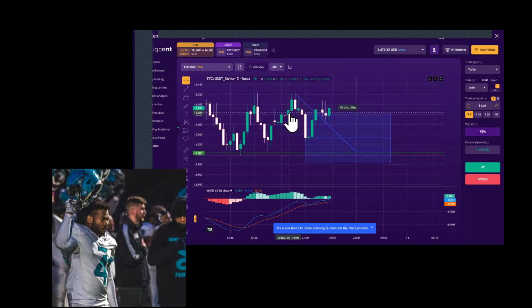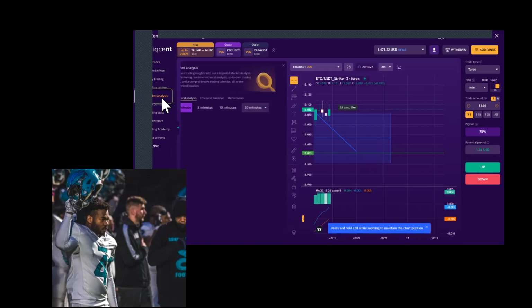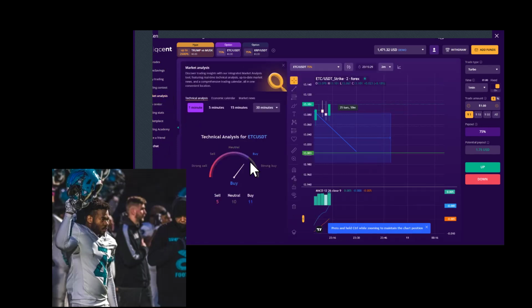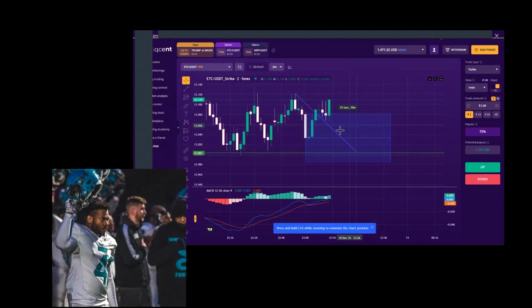So with it doing that, I'm gonna go ahead and check the market analysis. It just flipped to buy. Boom, it hit the neutral, and now it's buy. So I'm gonna utilize what I see here, and I'm gonna remove these trend lines because it's making its way up. It's breaking up. So now I'm gonna start actually setting up to take trades.